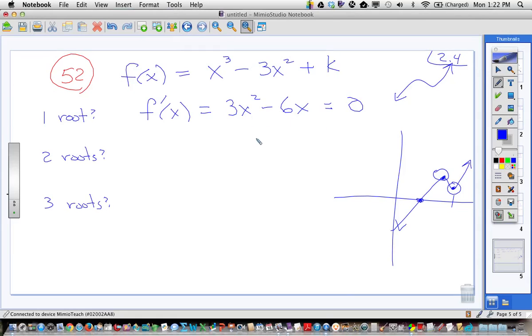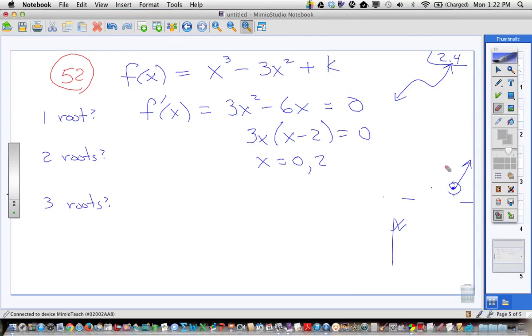So we set that equal to 0, then what? Factor out a 3x. You get x minus 2. So we get x equals 0 and x equals 2. Oh, so I realize my picture's not very good there. I'm going to redraw that because now I know where my local max and min are. I know the local max has to come first because I know this is a cubic that goes upward. So my first stationary point is at 0, and then my next one is down here at 2. Okay, so now I've drawn it so I only have 1 root.